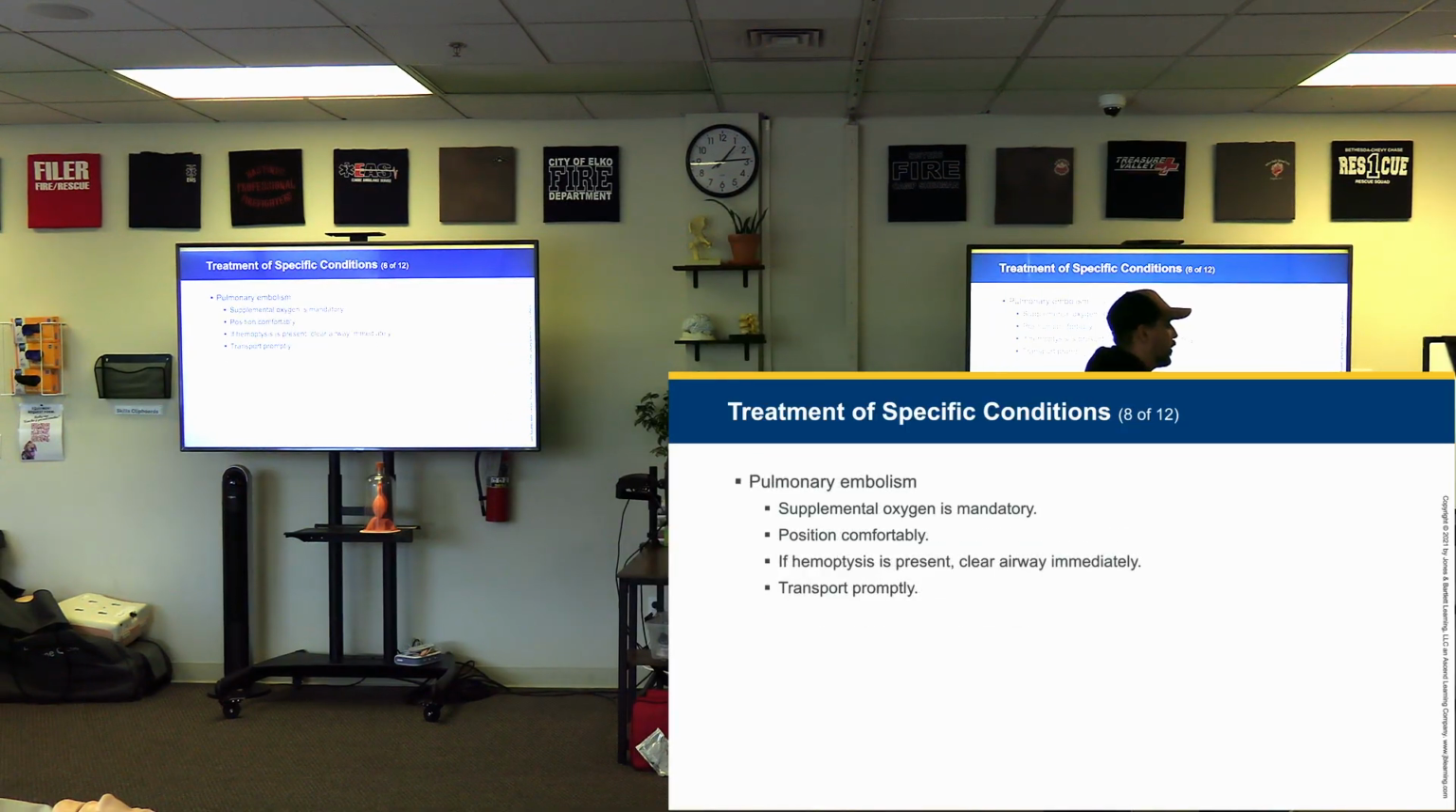For PEs, oxygen is mandatory, right? Remember, this is a blood circulation problem, so we wanna make sure we're circulating as much available oxygen as we can into these people. Position them comfortably, once again, sitting probably up. If hemoptysis is present, they're coughing up blood, clear that airway immediately, suction, suction, suction, okay? And then transport.